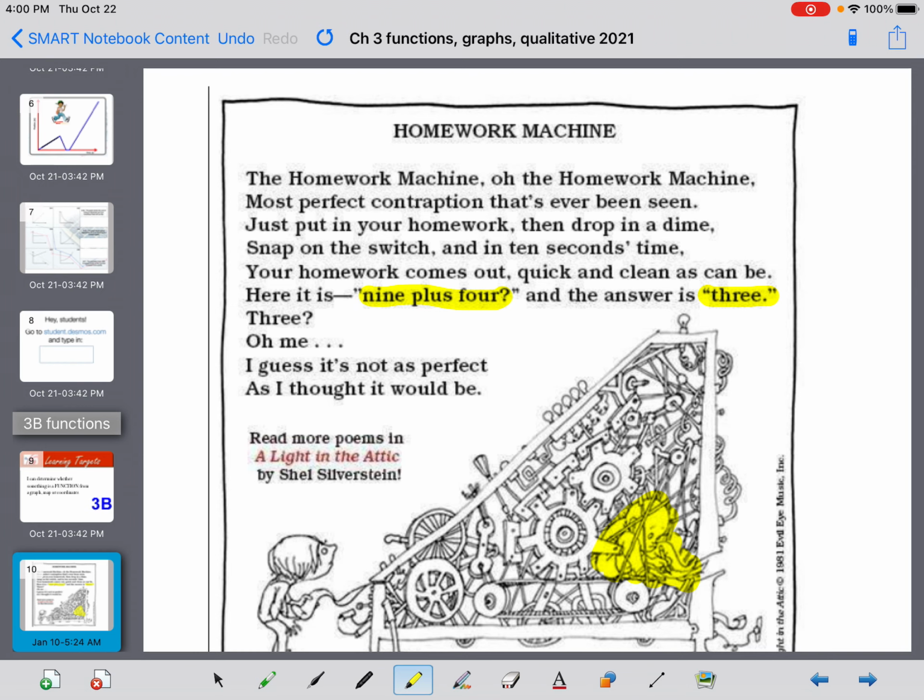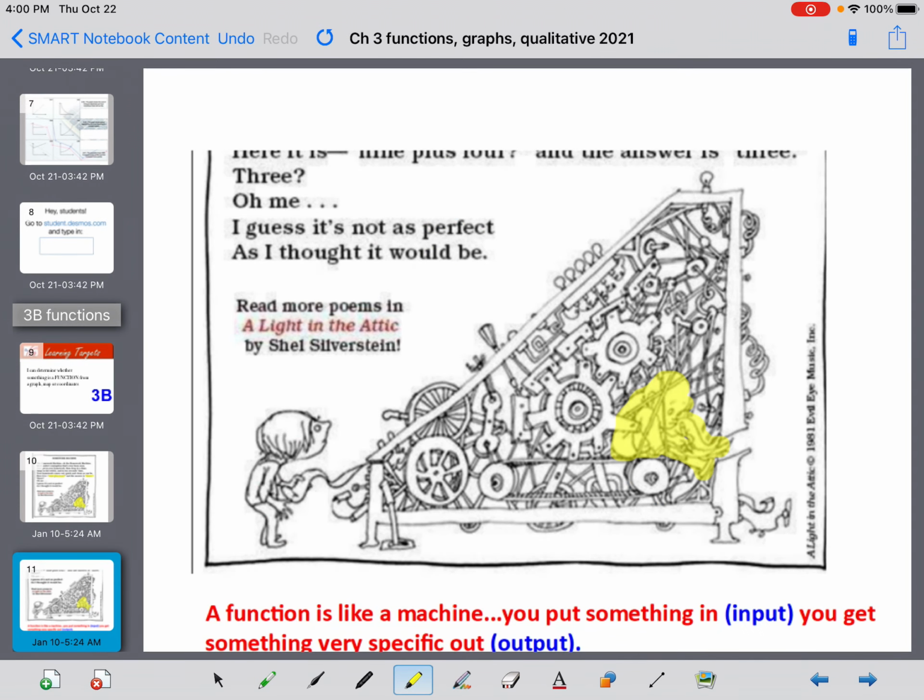So, okay, let's talk about functions. Oh yeah, there he is. A function is like a machine, okay? And so we want to put something in, an input, and we want to get something very specific out. We want to be able to know what our output is going to be, and be able to use that to help us get what we want, right? We use functions because they are very specific.